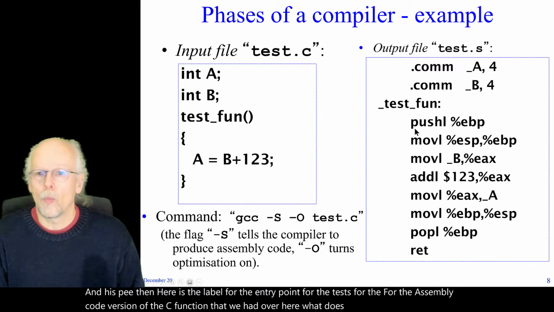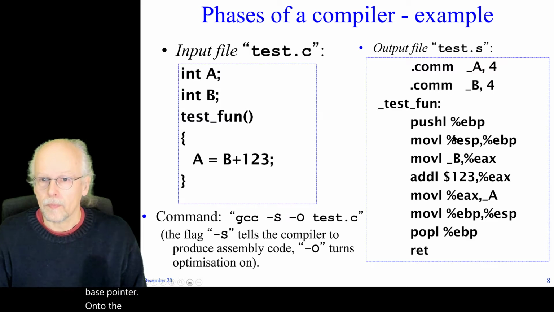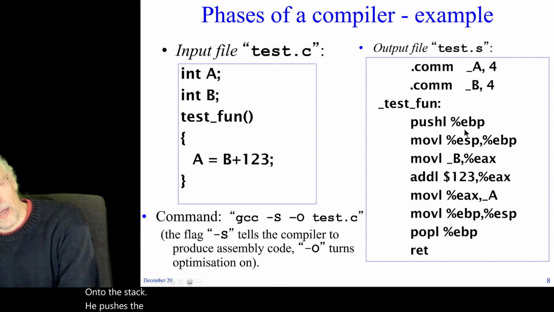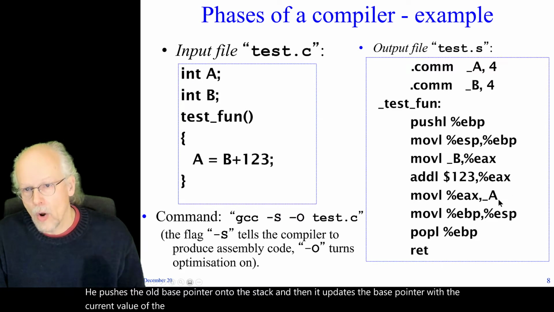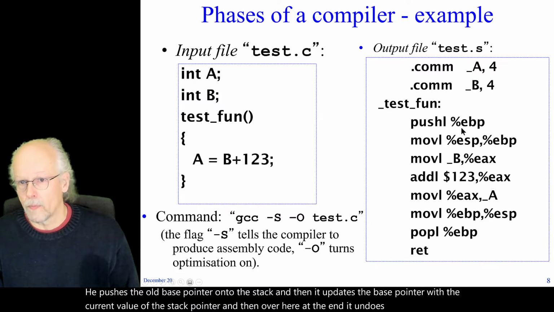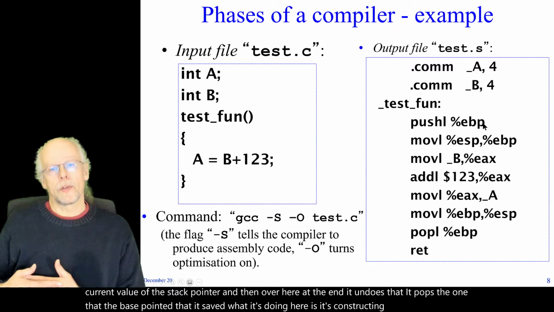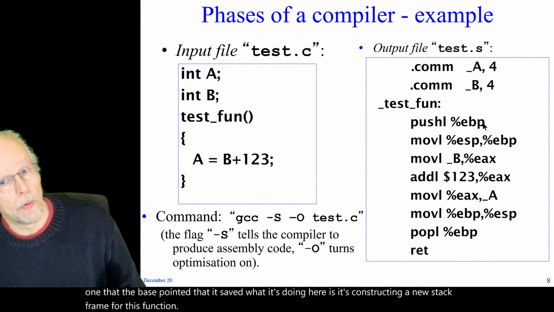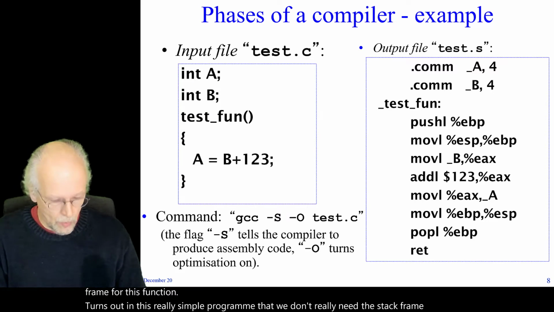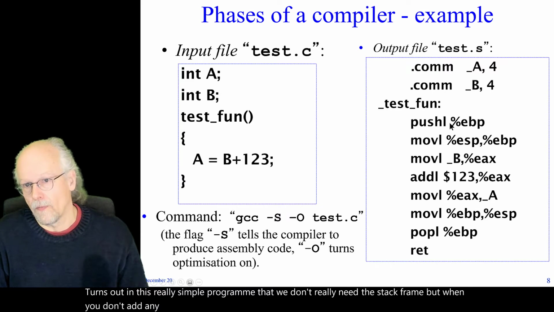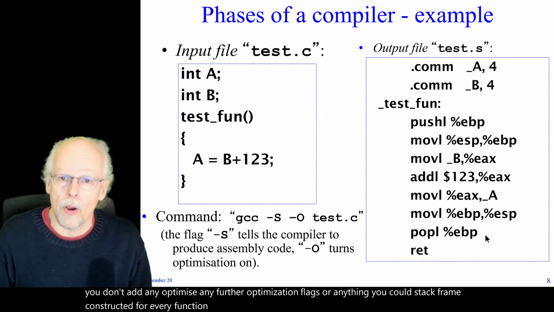What does it do? Well, it pushes the old base pointer onto the stack, and then it updates the base pointer with the current value of the stack pointer. And then over here at the end, it undoes that. It pops the base pointer that it saved. What it's doing here is constructing a new stack frame for this function. It turns out in this really simple program that we don't really need the stack frame. But when you don't add any further optimization flags, you get a stack frame constructed for every function anyway. This also helps the debugger as well.